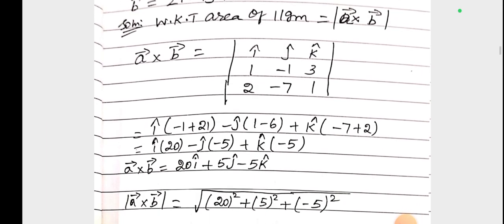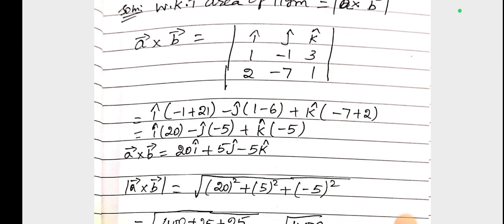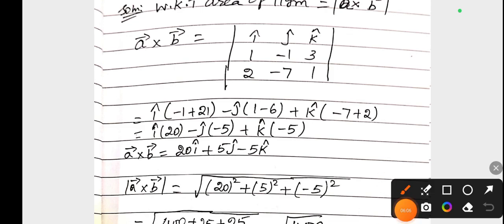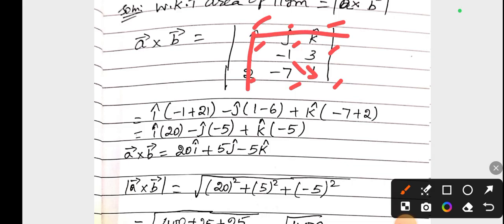I hope it's very simple. So you try to do it on your own. It's so easy. I cap, J cap, K cap, children. Then 1, minus 1, 3. Then 2, minus 7, 1. Then I cap you are taking now. Then the balance will come, you see. Minus 1 and 1 you multiply, so you will get minus 1. Then formula minus. Then minus 7 into 3 you will get plus 21. So minus 1 plus 21 will be 20i.